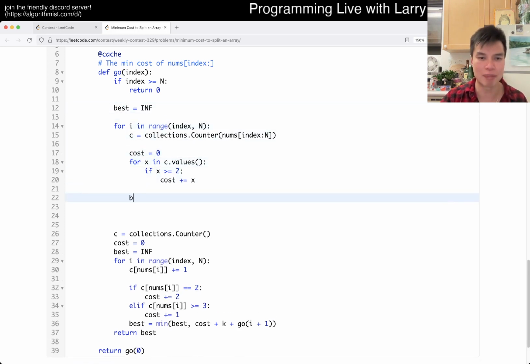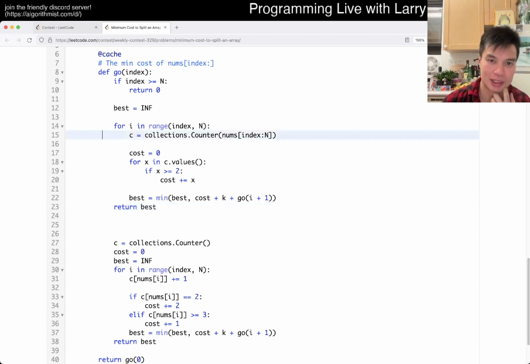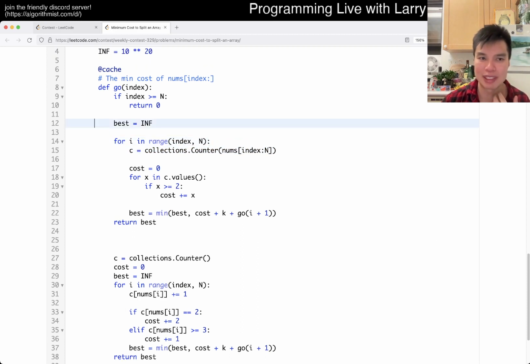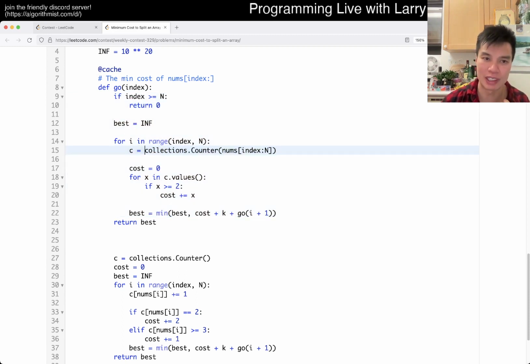And then best is equal to min of best, cost plus k plus go of i plus 1. So same thing up to that point, but here maybe this is the first iteration of how you would think about it, is that this will obviously take linear time on top of this. So then that means that this function will take n squared time, right? Because you have a linear for loop, and then you have a linear cost operation.